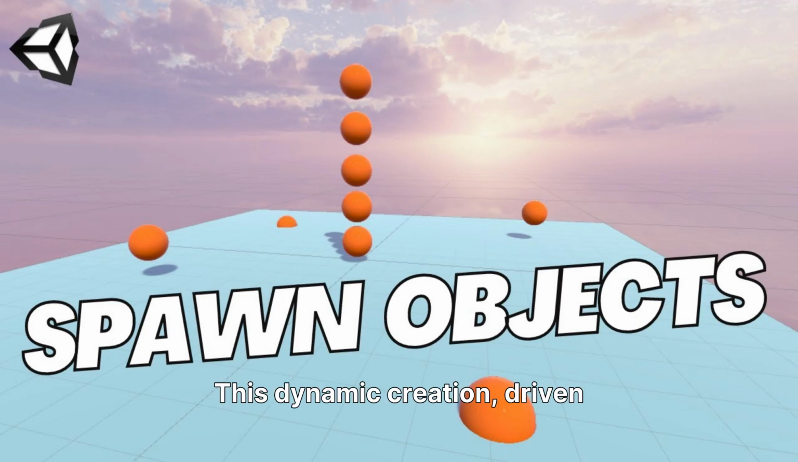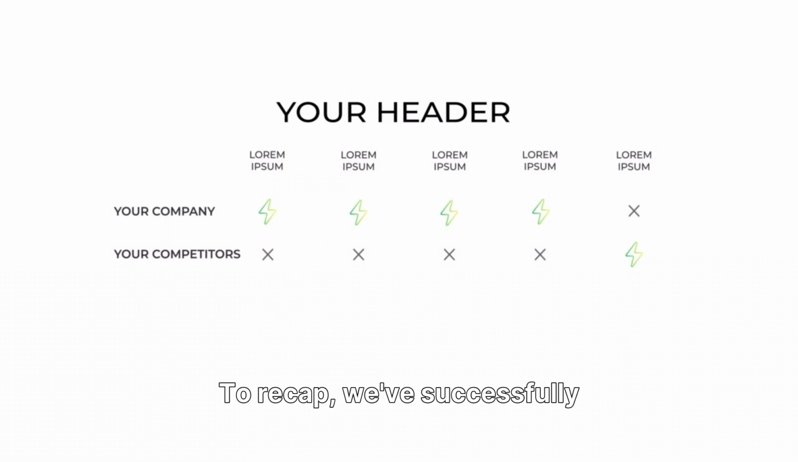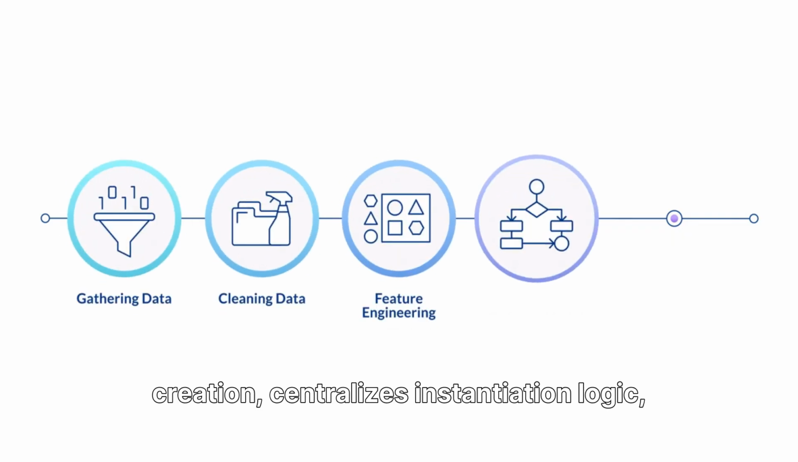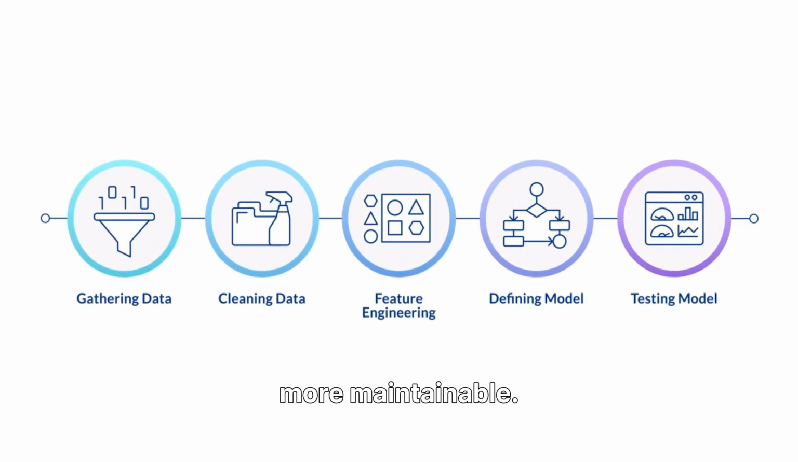Repeat this for a Dragon to see the capsule appear and its unique attack message. This dynamic creation, driven by the factory pattern, allows for flexible and scalable game design. To recap, we've successfully implemented the factory pattern for dynamic enemy creation in Unity. This pattern decouples object creation, centralizes instantiation logic, and makes your code more maintainable.